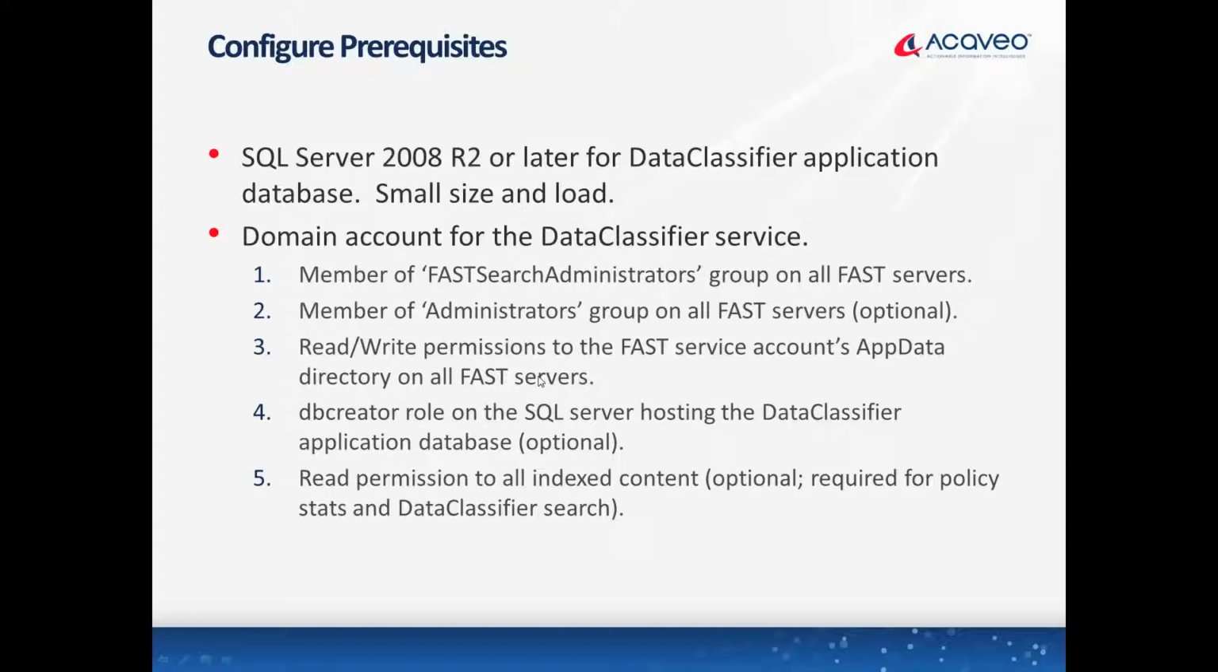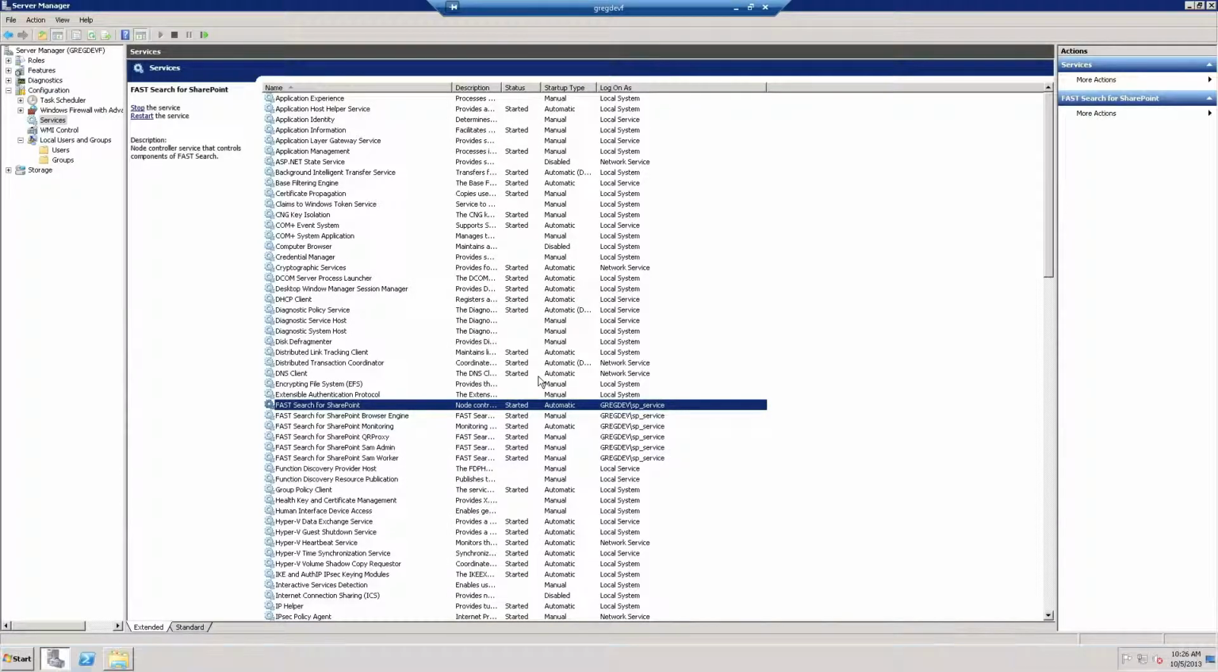Now that we've met all the prerequisites, we're ready to go ahead and install the DataClassifier software. You need to make sure to install the DataClassifier software on each of your Fast servers that have crawl components. In my environment, that's fairly simple since I only have the one Fast server, GregDevF. I just need to install the software there.